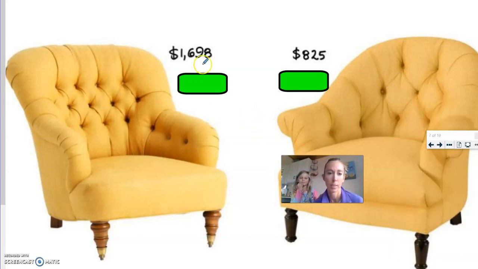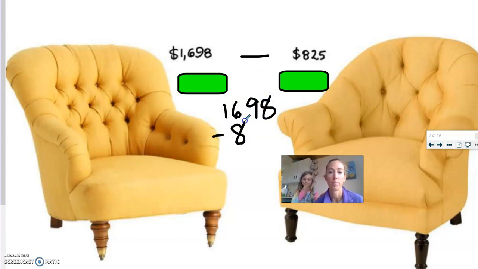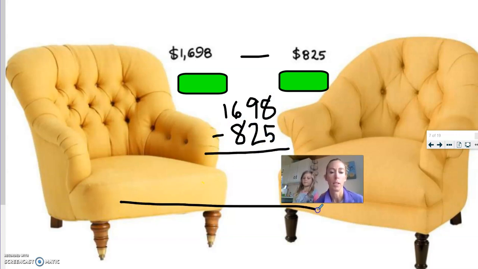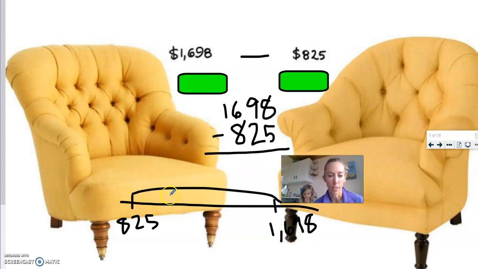They are. So I would say the difference between these 2, we could solve it by using the algorithm. Or we could solve by looking at the difference between 825 and 1,698. And the nice thing about that is this way I could use addition to solve it. Because I could go how far to 900, how far to 1,000.